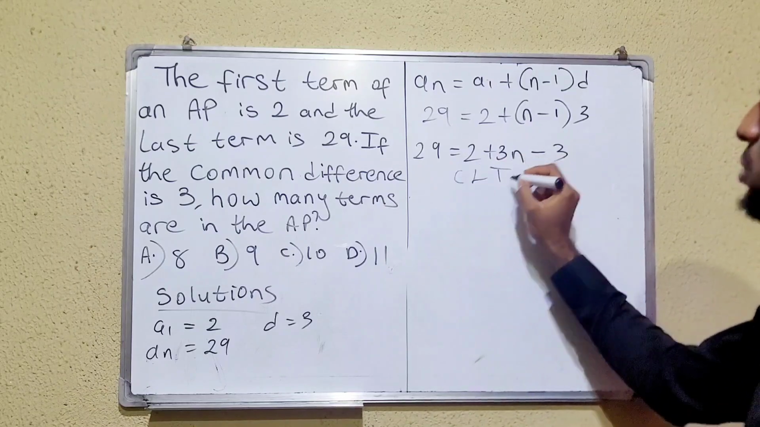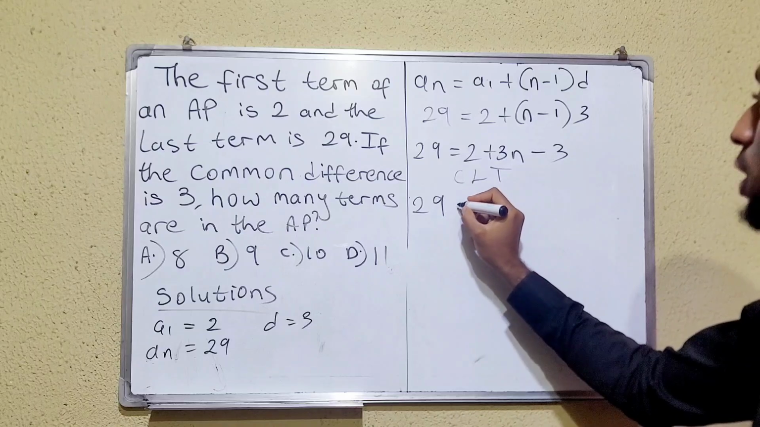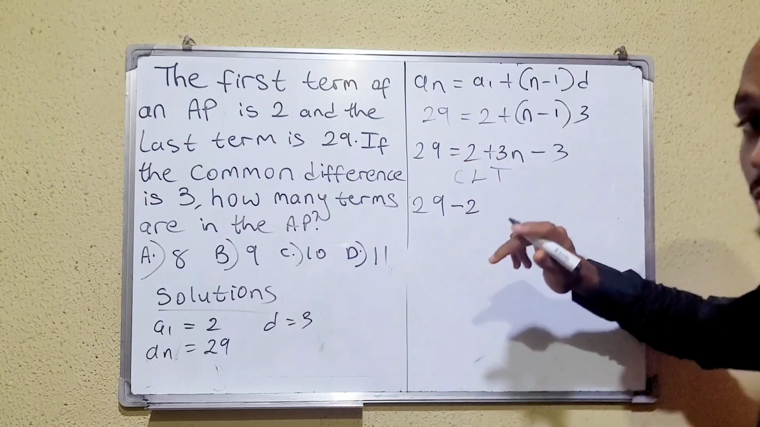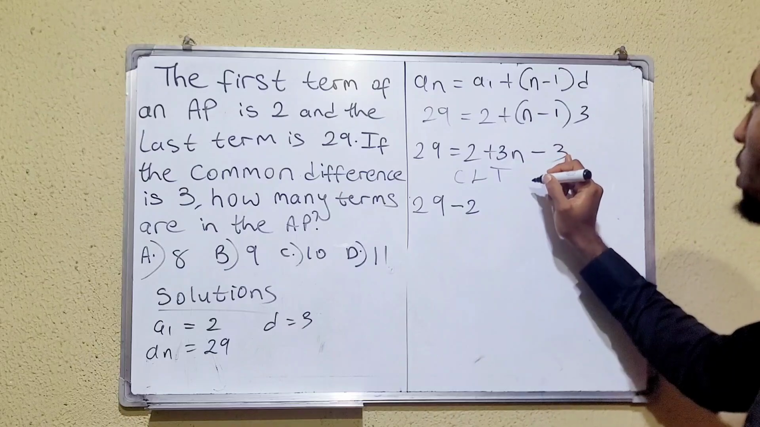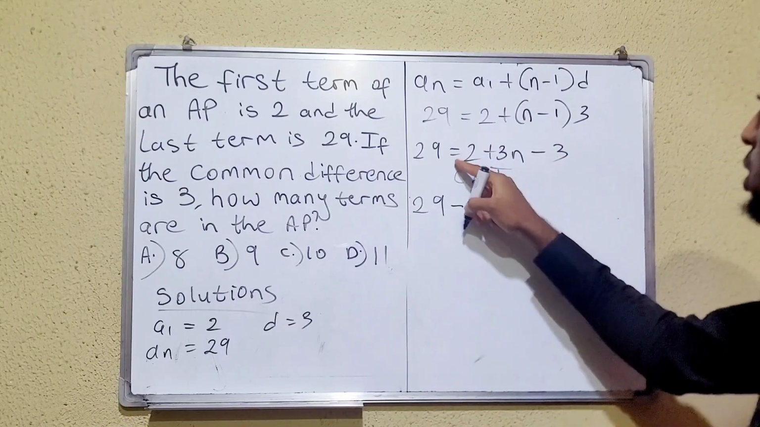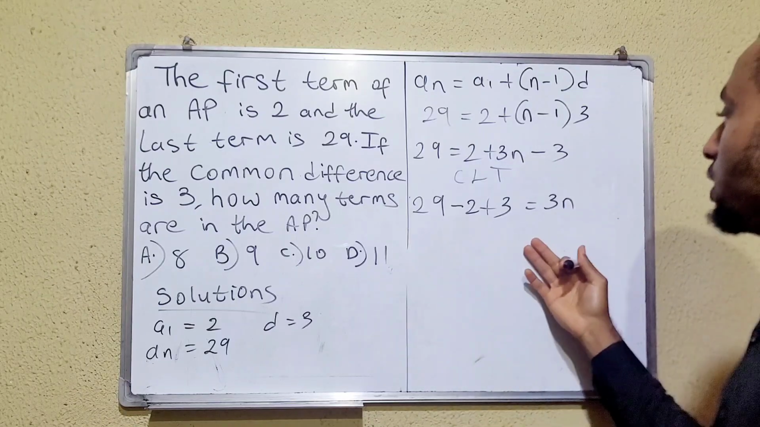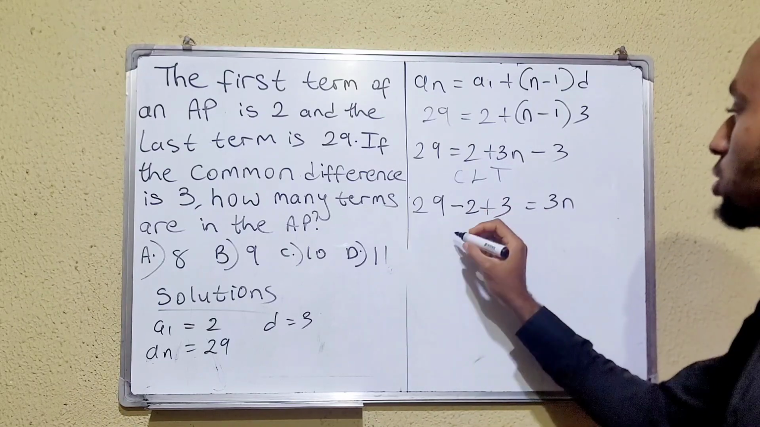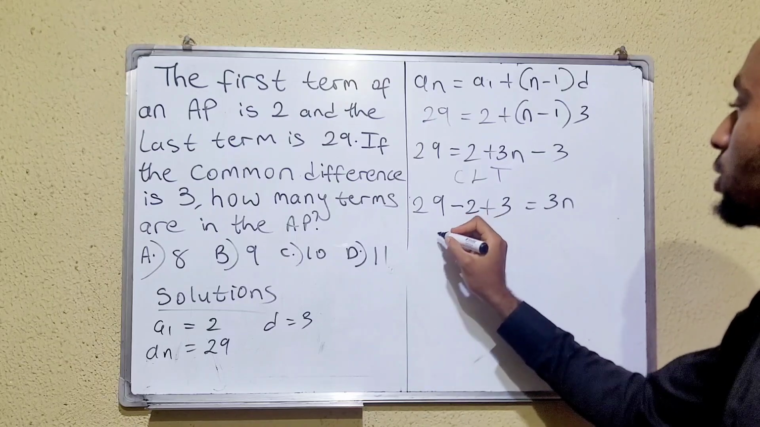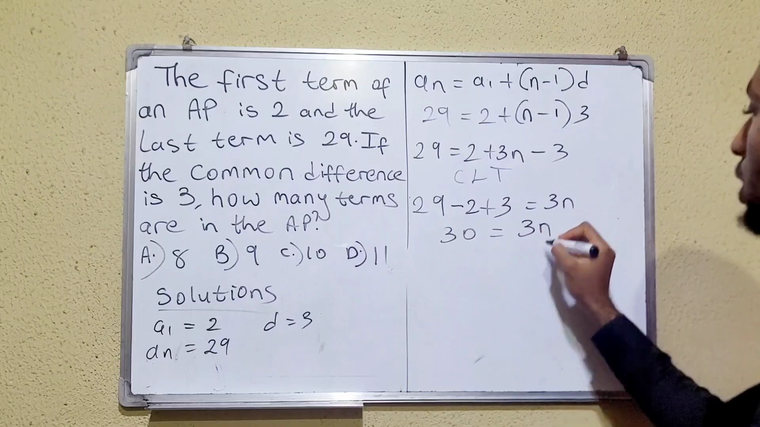We'll collect like terms here. 29 will remain here. When 2 comes over, it becomes minus 2 because it already has an invisible positive sign. Minus 3 comes over here to change to plus 3 equal to 3n. Then we can simplify this. 29 minus 2 plus 3, that would be 30 is equal to 3n.